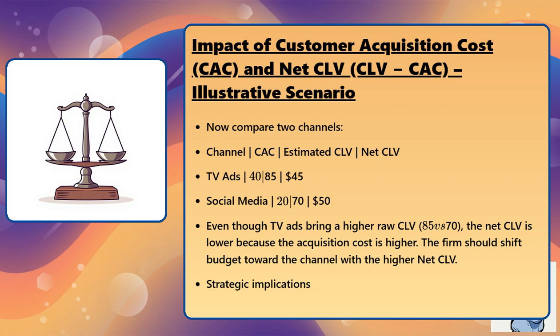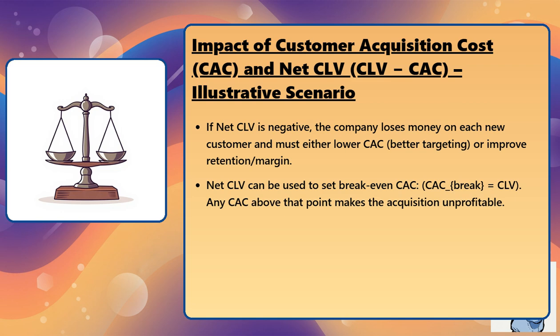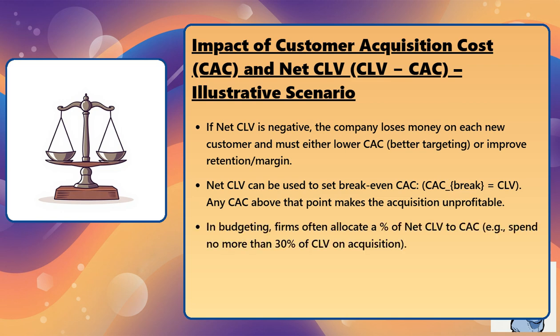Strategic implications. Net CLV is the metric that directly ties marketing spend to profit. If net CLV is negative, the company loses money on each new customer and must either lower CAC, improve targeting, or improve retention or margin. Net CLV can be used to set break-even CAC. CAC break-even equals CLV. Any CAC above that point makes the acquisition unprofitable. In budgeting, firms often allocate a percent of CLV to CAC. For example, spend no more than 30% of CLV on acquisition.